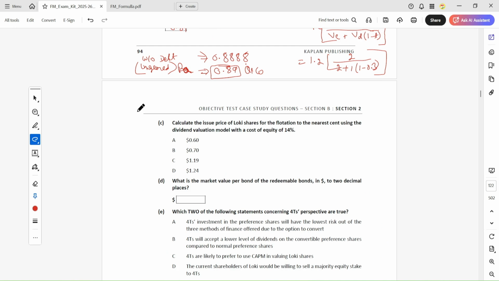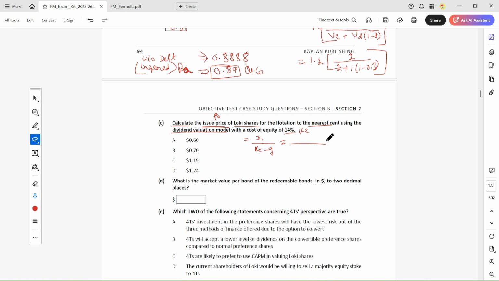The next question is to calculate the issue price. We need to calculate the issue price of Loki shares for the flotation to the nearest cent, using the dividend valuation method. So we need to calculate P0, that is the issue price, the price of the share, and KE is given, so the dividend valuation method will be used: D0 times 1 plus g, over KE minus g.